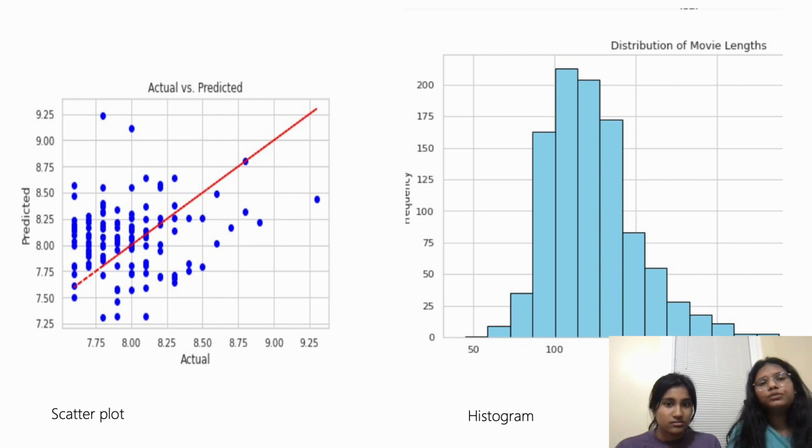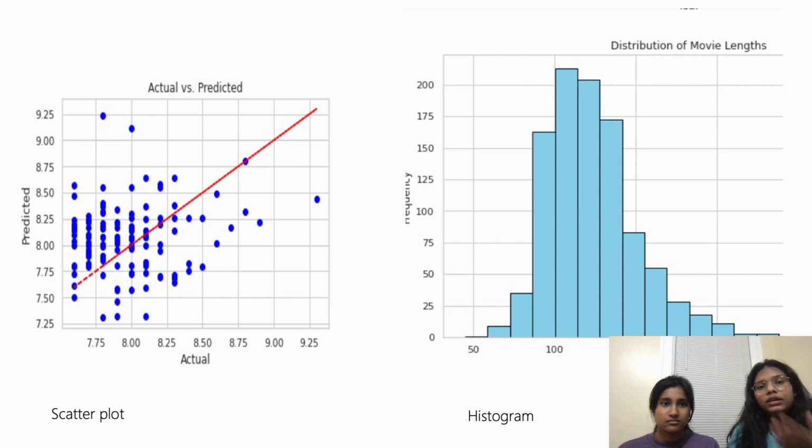So here we see two graphs, one of them is a scatter plot and the other one is a histogram. In our scatter plot, we are showing the relationship between actual and predicted values, where the red line is called the identity line, where predicted and actual values are equal. The dots are scattered around but not on it, which indicates that the data varies between what the model predicts and what the actual values are.